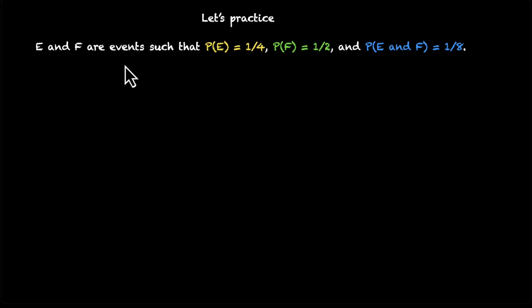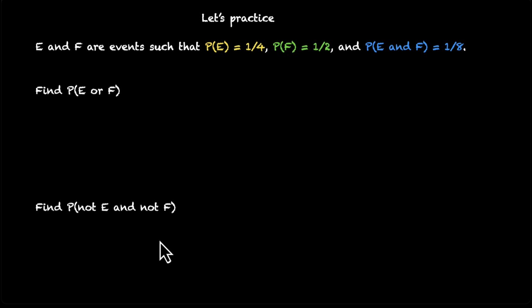E and F are events such that probability of E is 1 by 4, probability of F is 1 by 2, and probability of E and F, this event, is 1 by 8. And what we need is probability of E or F. This is what we need to find. And here's one more. Find the probability of not E and not F. Okay, so it has two parts. Pause the video, think about it.